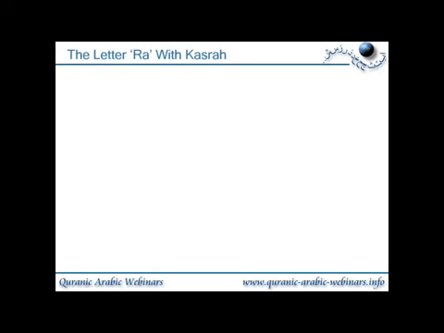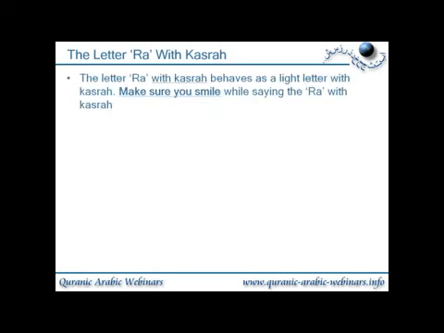The letter Ra with Kasrah. The letter Ra with Kasrah behaves as a light letter. Make sure you smile while saying the Ra with Kasrah. Remember, the Ra can sometimes be tafkhim and sometimes tarqiq. So with Kasrah, it's tarqiq, i.e. it's light sound. So the pronunciation of this is Ri, Ri, and you can make a smile with that.